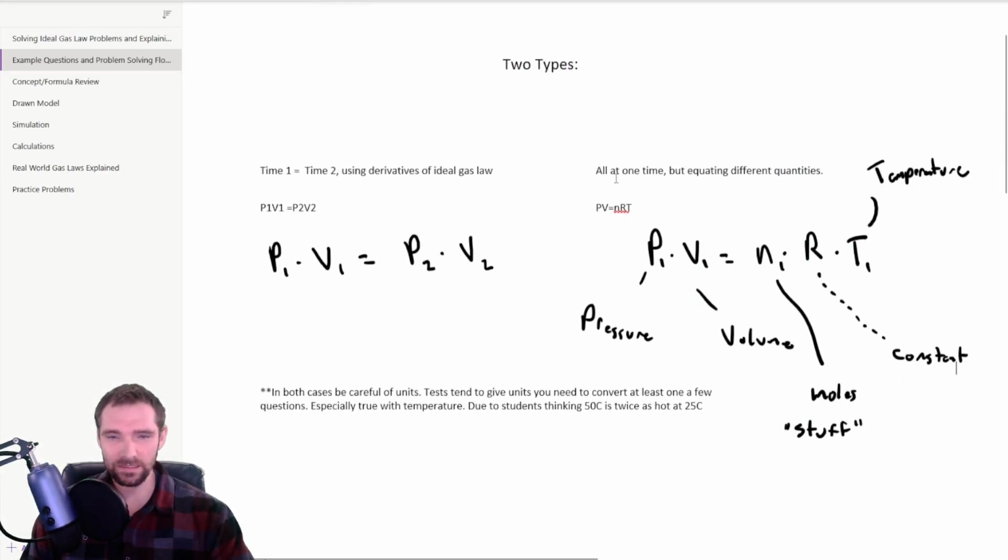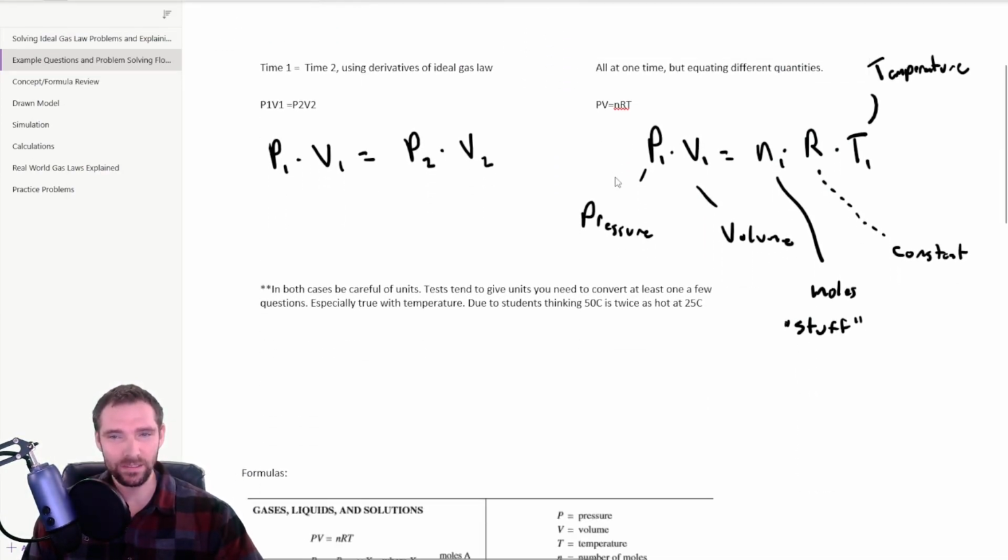Also, be very, very careful. They love to give you the units for temperature in Celsius because we think in terms of Celsius. But if you think about all of these values, just plug in 1 for each one of these things for a second. So it's 1 times 1 is equal to 1 times 1 times 1. If you double the temperature here, you would expect to get maybe twice as much volume if everything else is held constant.